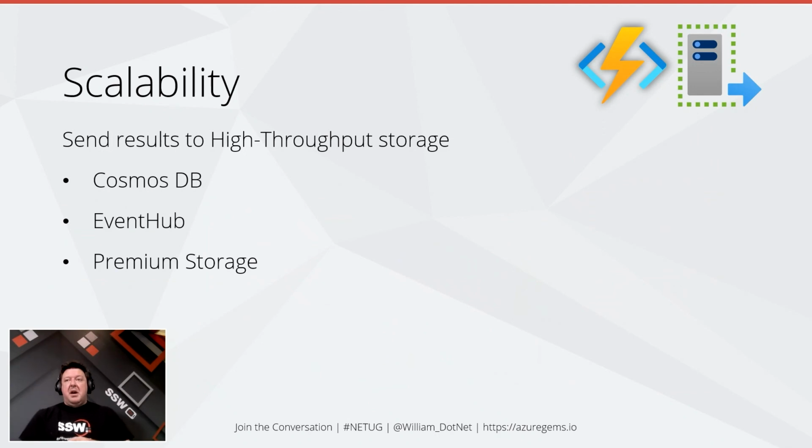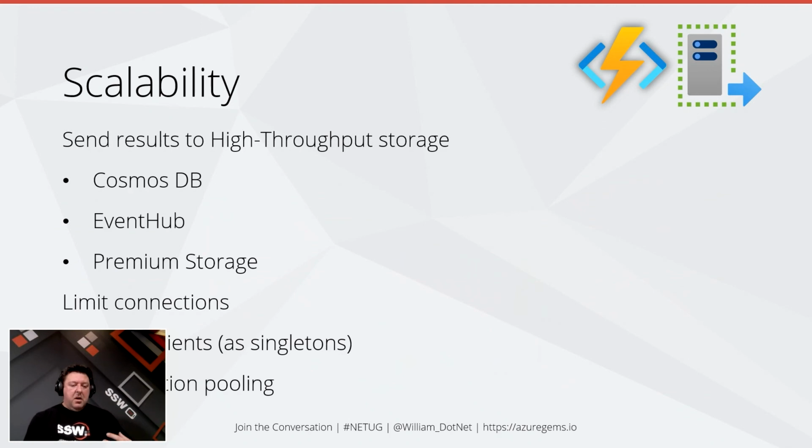Finally, with scalability, when you need to write data, always try and choose a very high throughput storage mechanism. So my favorite, Cosmos DB, but it's not appropriate for everything. Event Hub as well, if you want to send up a whole lot of messages, you can do that. Or for storing files, premium storage. If you want to get data out of your application as fast as possible, choose the best medium possible.